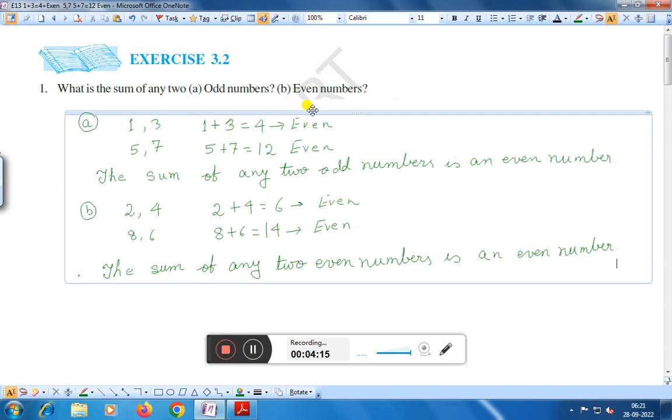What is the sum of any two even numbers? If we take two even numbers, that is 2 and 4, if we add 2 plus 4, we are getting 6, which is an even number. If we take another example, 8 and 6, 8 plus 6 is 14, that is also an even number. Therefore, we can say that the sum of any two even numbers is an even number. This is the solution of question number A.